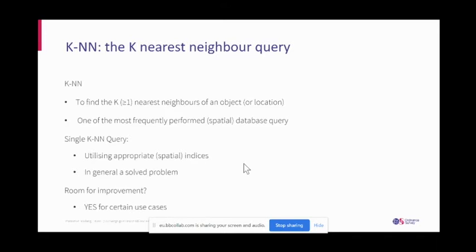A single one-off k-nearest neighbor query is generally done by utilizing some appropriate indices, and in general, it's a solved problem. So the question is whether there's still any room for improvement, and our answer is yes for certain use cases.